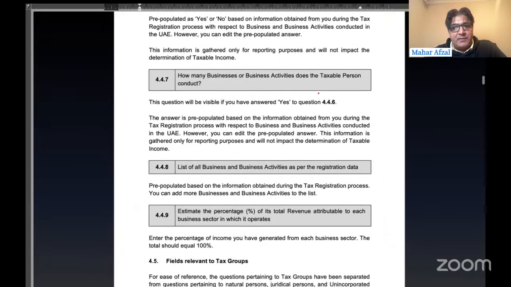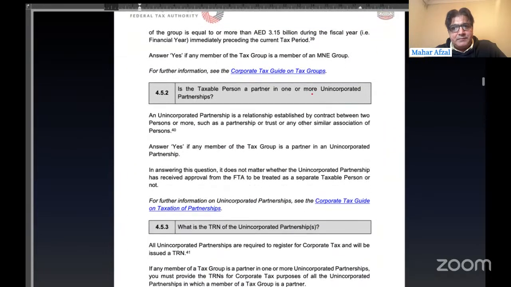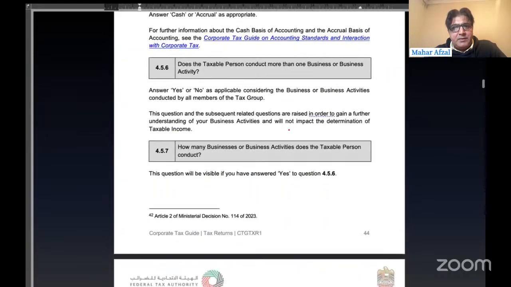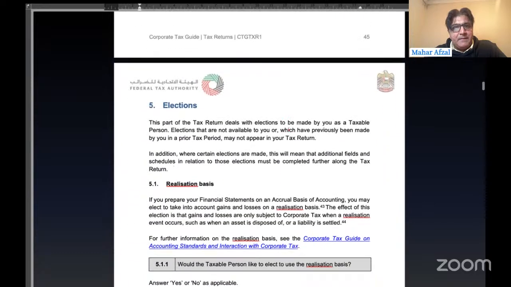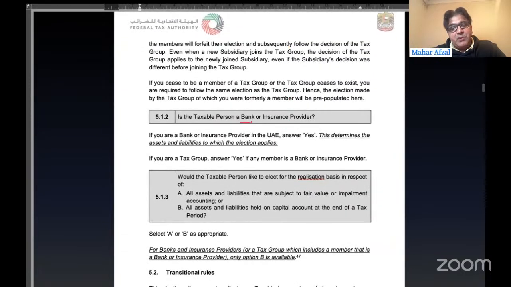One or more business. Financial statement. Okay, taxable person. Okay. Elections, we have already discussed elections in detail. Bank and insurance provider, we know that the interest limitation rules are not applicable on banks. These are not applicable on insurance providers as well. This will be important information, because being a bank or an insurance provider, you will be able to claim 100% interest. Otherwise, interest limitation rules will be applicable.